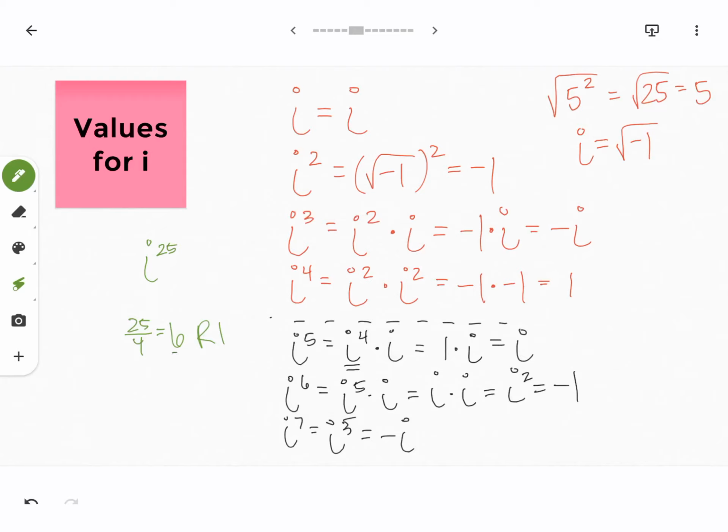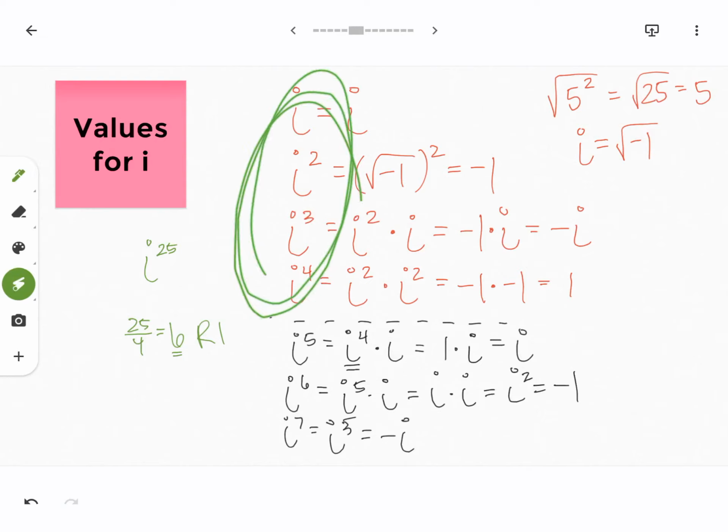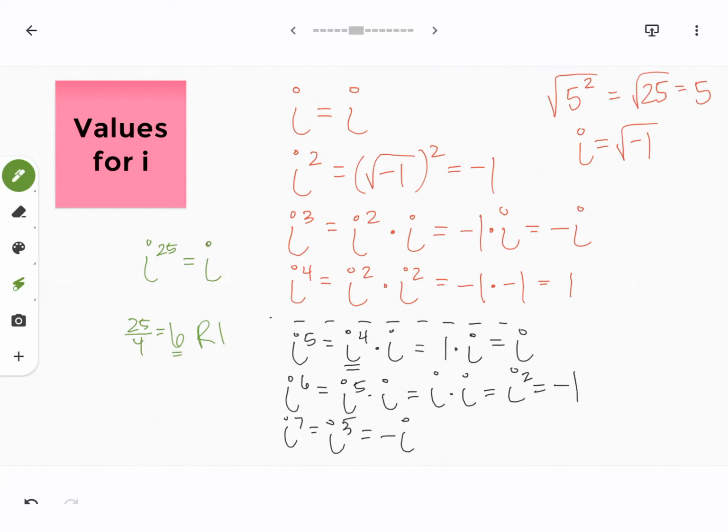Okay, that means it went 6 times through the full rotation here, and then it went 1 more. On that 1 more, this really tells me what my exponent is. So i to the 25th is the same as i to the 1st power. What this lets you do, again, is approximate any value of i anywhere along the way and bring it back down to something much nicer.